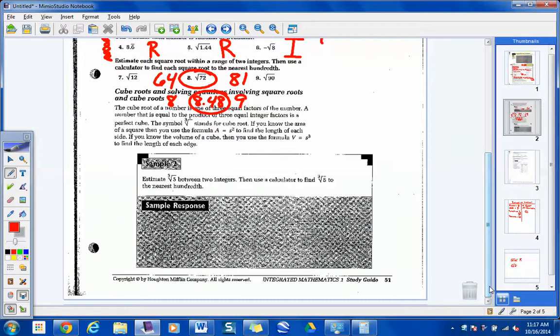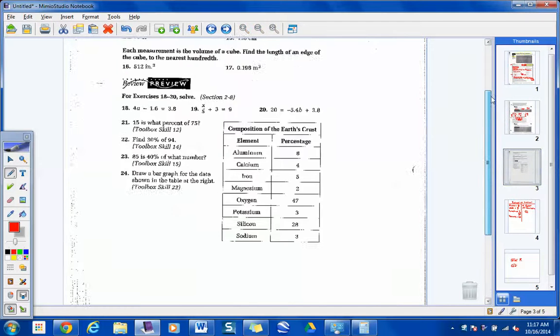Guys, I think you can handle this, all right? Let's run to the last page. I've got one more thing quickly, and we'll call it good today. Any questions about how to do this? A lot of calculator strokes, right? Okay, last page here quickly.